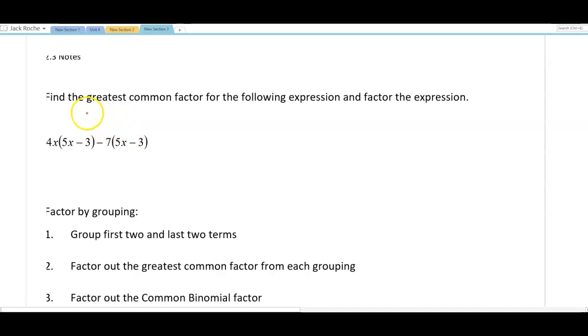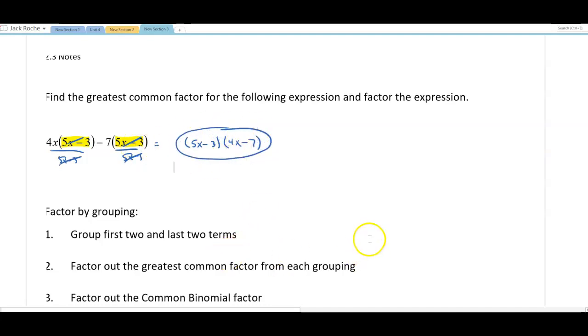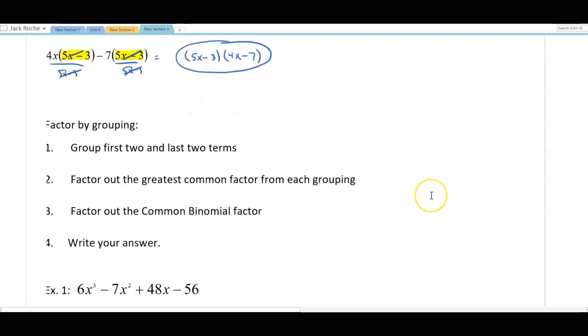Okay, earlier this chapter we talked about factor by grouping, and when I look at this, we got to a point where we had two common binomial factors, and we said if we have these common binomial factors, I can factor this by pulling out the 5x minus 3. Basically when I divide by 5x minus 3, I'm left with 4x here and then minus 7 there. Okay, and that's how it would factor. Remember, factoring is basically just reverse distributing.